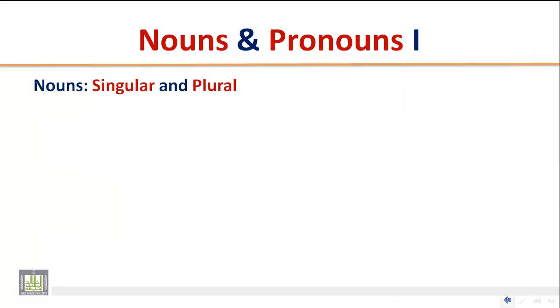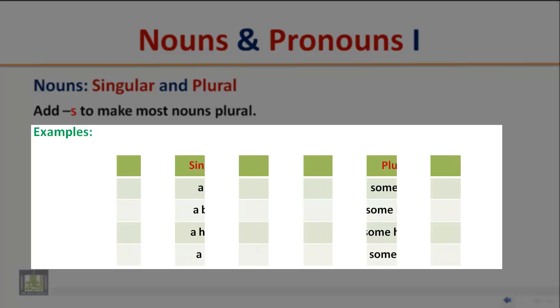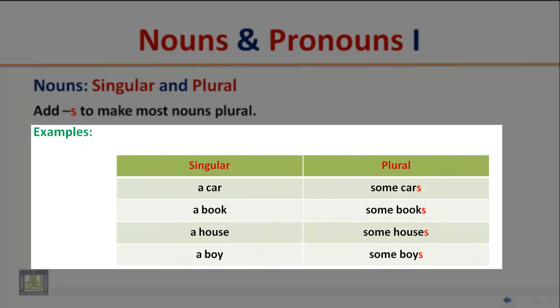Nouns, singular and plural. Add S to make most nouns plural. Examples. A car. Some cars. A book. Some books. A house. Some houses. A boy. Some boys. In general, we add S to make a noun plural.